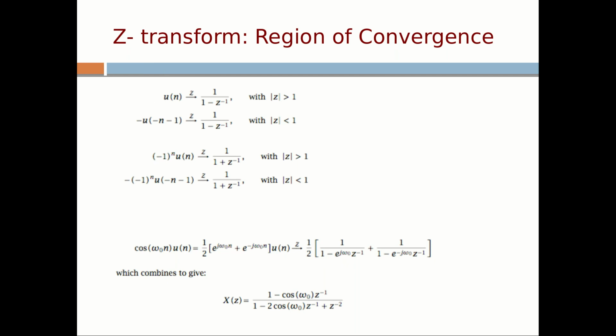Now let's see how we can find the Z transform of a cos. So this is the cosine function we have, which is cos of omega naught n. We can represent the cos in its Euler form and find the Z transform of this component and this component separately and then combine them back to get the Z transform of the required signal, which is cos omega naught n into u of n.